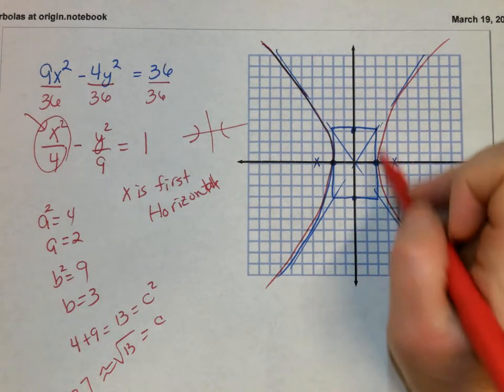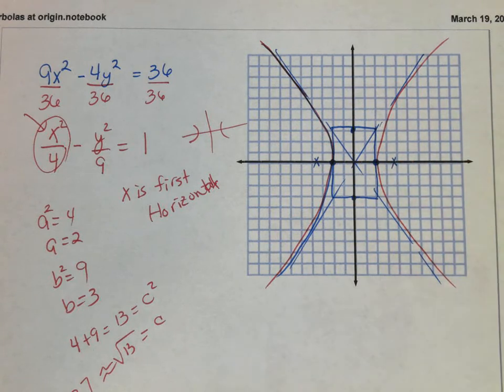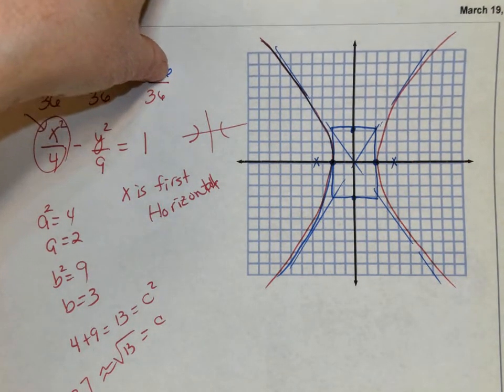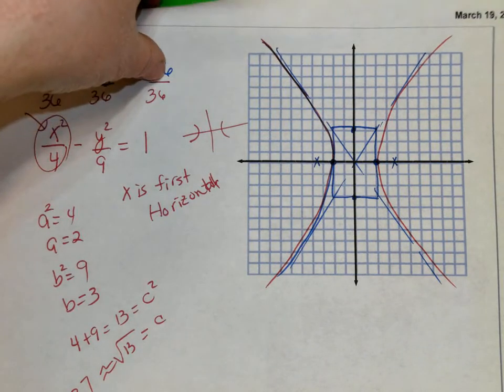Notice that it always goes to the box and around the foci. We'll talk about why that's true later on. Right now, I just want you to get the hang of writing your equations and getting things like that done. Okay? Next one.